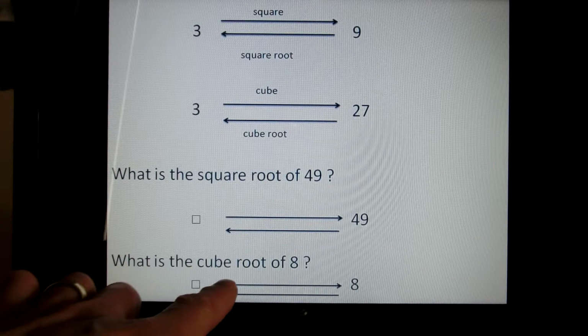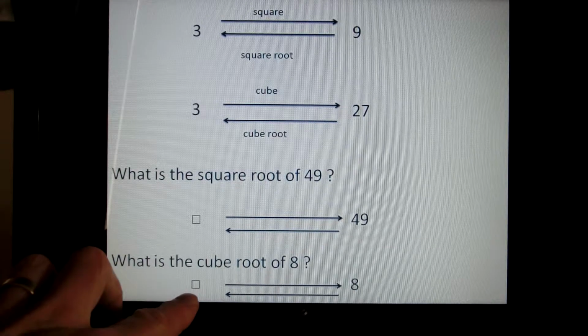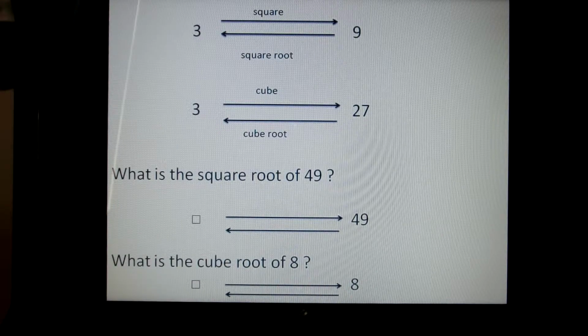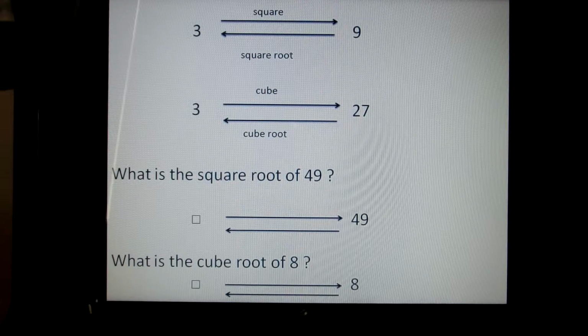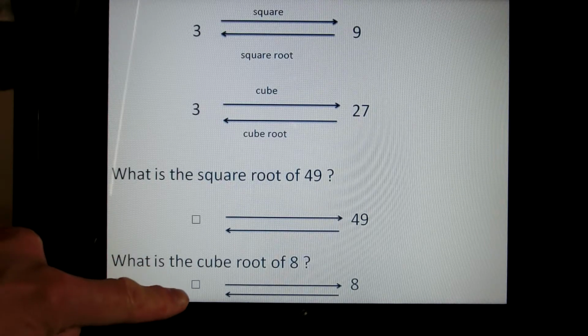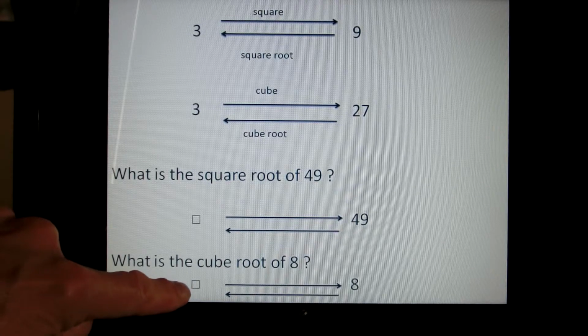If you're asked for the cube root of 8, then that means what number needs to be here so that when you cube it, you get 8. And the number that you need to times by itself to create 8, the only number that fits that is 2, because 2 times 2 times 2 does make 8. So the cube root of 8 is 2. That's the number that should be there.